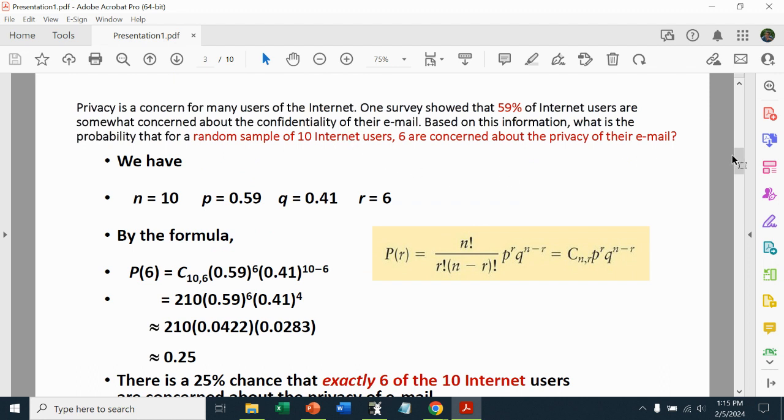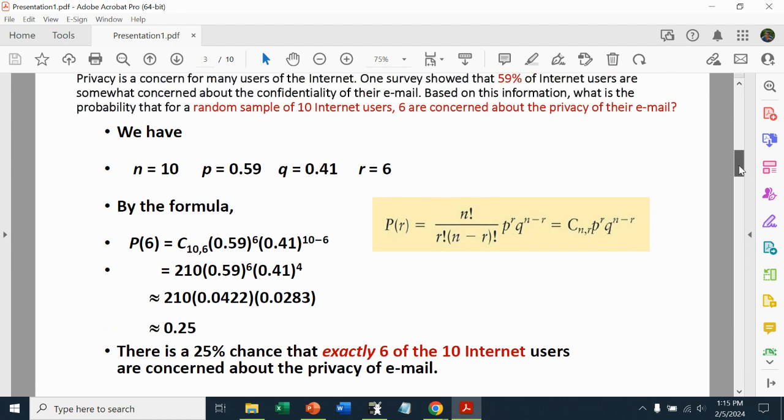All right, so here's an example. Privacy is a concern for many internet users. One survey showed that 59% of internet users are somewhat concerned about the confidentiality of their email. Based on this information, what's the probability that for a random sample of 10 internet users, exactly six are concerned about privacy? So we know n is 10 users. The probability of someone being concerned about their privacy is 0.59. When you use the formula, you have to calculate what Q is. If P is 0.59, the probability of a success, the probability of a failure is 1 minus 0.59, or 0.41.